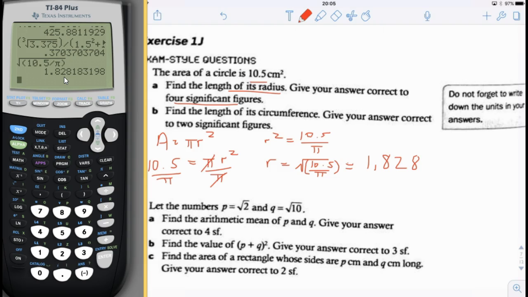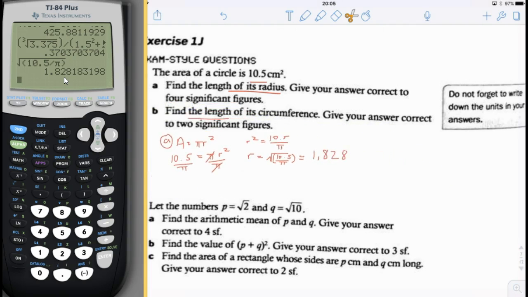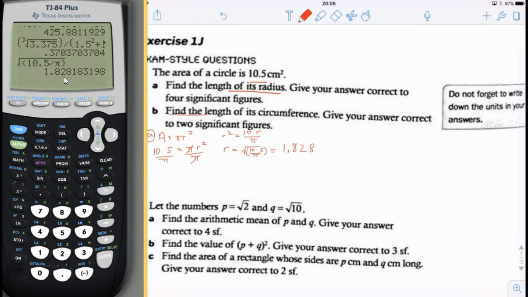Find the length of its circumference. So this is part B. Give your answer correct to 2 significant figures. Just going to make this a little bit smaller so we have more room. Okay, B. Find the length of its circumference. So that would be circumference equals 2 pi r.